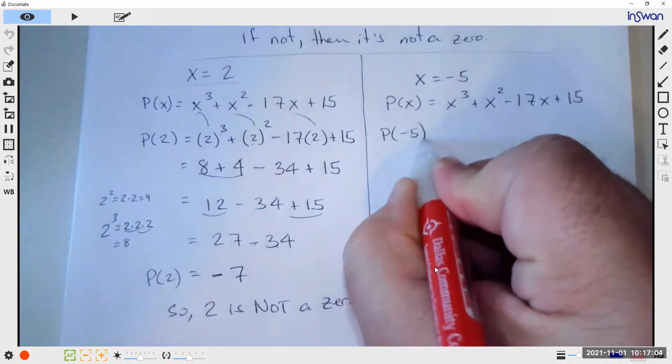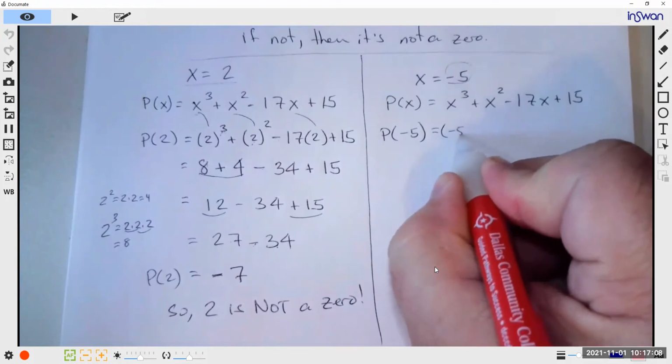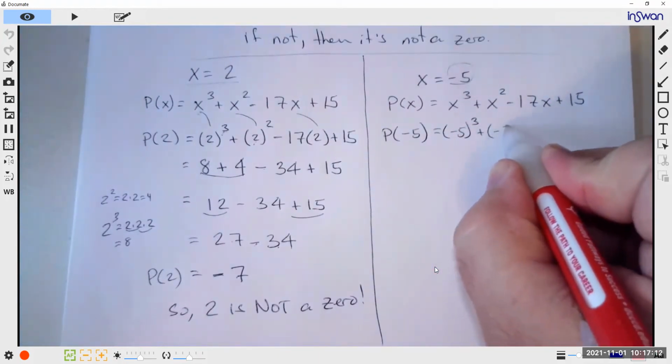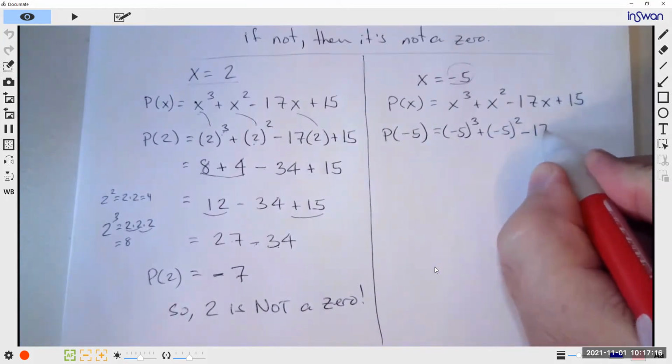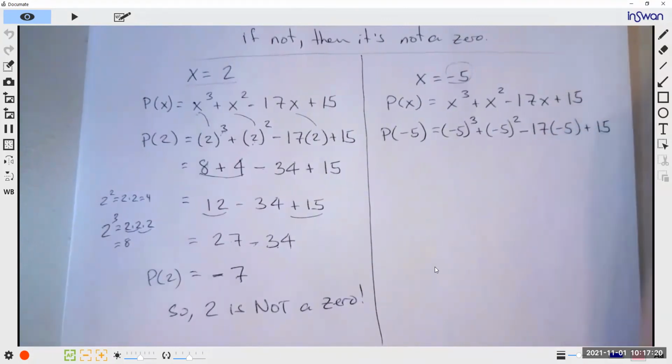P of negative 5. So anywhere I see an x, I put a negative 5. Negative 5 cubed. Negative 5 squared. 17 times negative 5 plus 15.